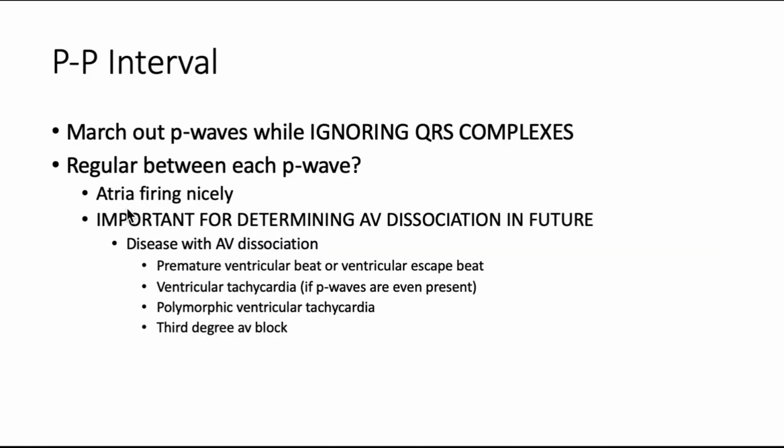Then what I like to do is look at the P to P interval, and this is not really on that chart that I've been showing you, but what you can do is march out the P waves and ignore the QRS complexes. If you see regular intervals of P waves, regardless of the QRS complex, that means that the atria are firing normally. The reason is because later you may be looking for something like AV dissociation, and if you can tell that the atria are firing on their own and the ventricles are firing on their own, but they're not communicating, there's quite a few diseases that can be present. Here's a little small list that I made from memory here.